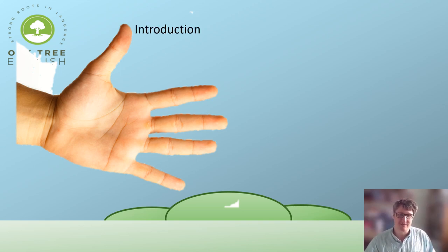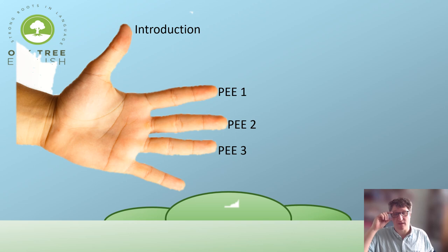Your thumb represents an introduction. That is where you tell them what you're going to tell them. You tell them point one, point two, point three. You then have three main body paragraphs. I've called them P1, P2, and P3. P here does not stand for paragraph. P stands, or for urine either. P here is point, evidence, explain. That's how you formulate your structure.